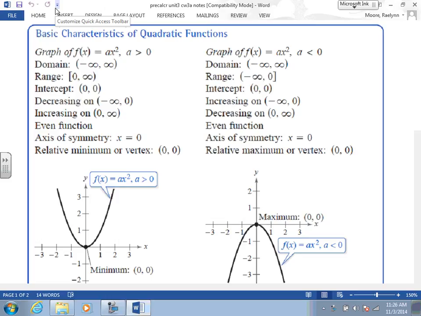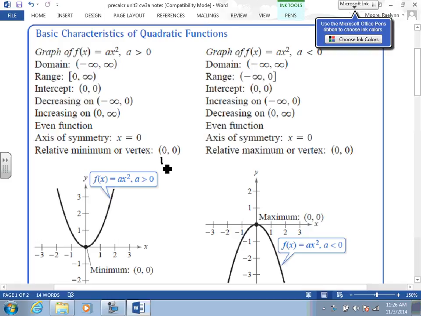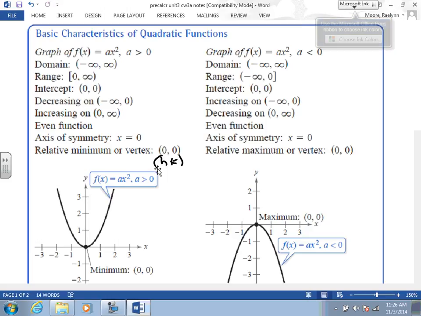Your axis of symmetry is the vertical line that goes through the turning point where you have symmetry on both sides. So it's an x equal line, and it's the x point of the vertex. And this vertex, we're going to call it HK. Okay? So the axis of symmetry would be x is equal to whatever h value we get for our vertex.